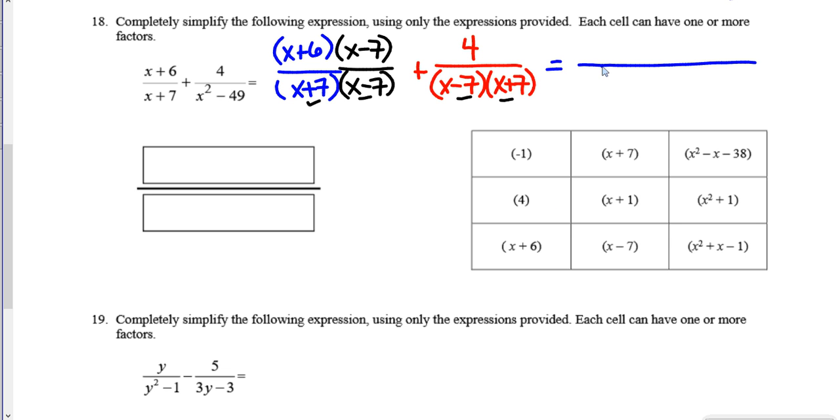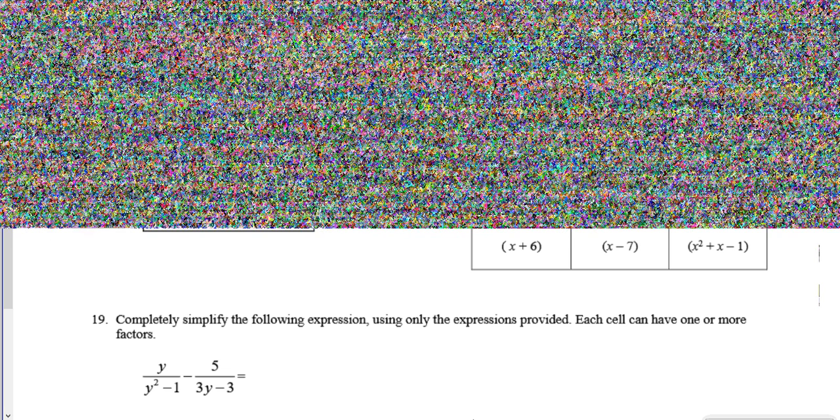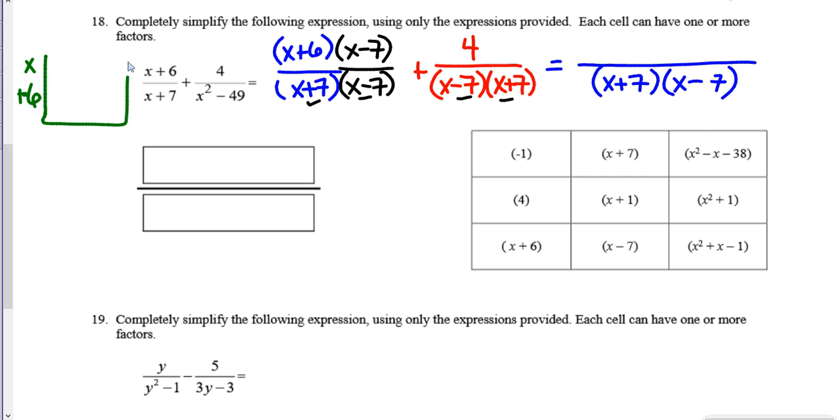When I add two fractions, the bottom stays the same, so it's still x minus 7, x plus 7. It doesn't matter the order that I write them, by the way. On the top, I'm going to have to go ahead and multiply this stuff together. So in order to multiply that, I have x plus 6 times x minus 7. So I've got x squared minus 7x plus 6x minus 42. When I combine like terms, my minus 7 and plus 6 give me a minus 1x. I had minus 42. In my second fraction, I didn't do anything to the top, so that's still plus 4.